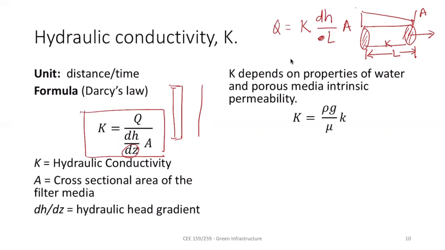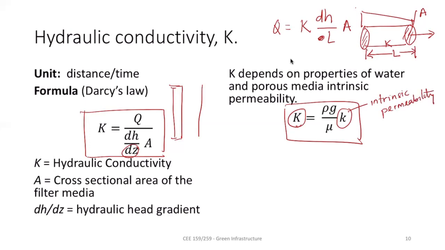But conceptually, how is K related to actual soil properties? We learned that K is related to porosity as well as particle size. But you should also know that K depends on properties of water. If you think of this equation, it states that K, hydraulic conductivity, depends on intrinsic permeability of the porous media. So this is soil properties, which we discussed before, related to particle size as well as porosity.